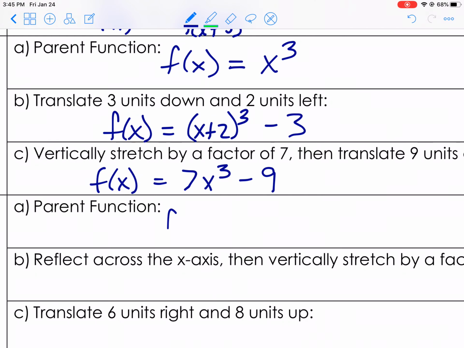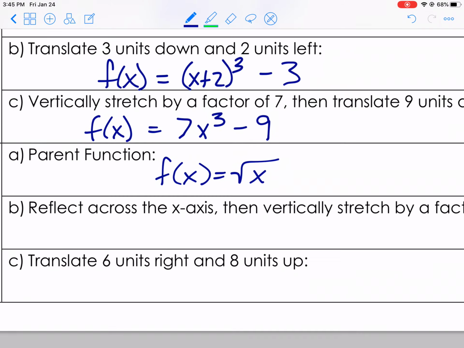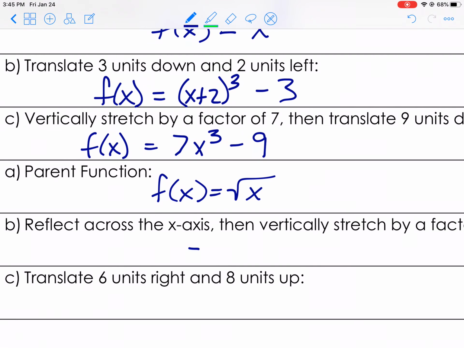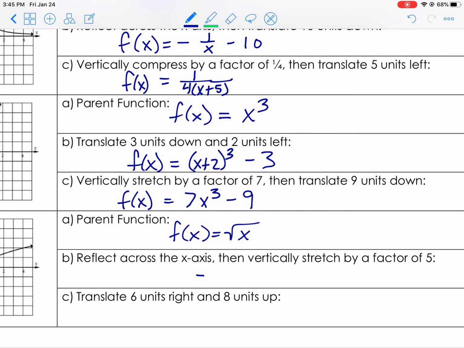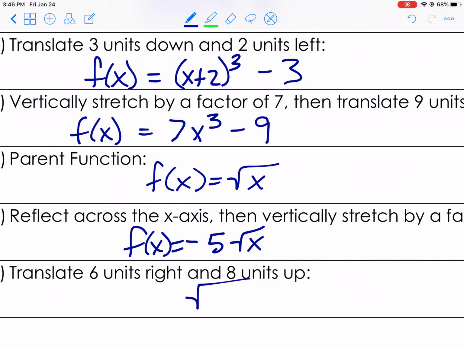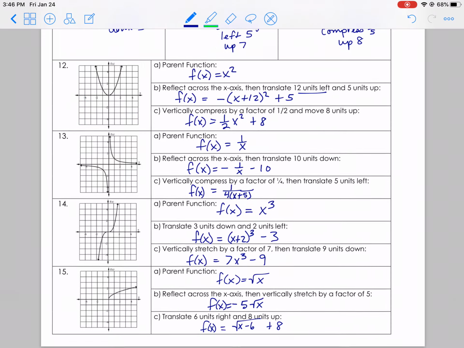Okay, this is the square root function. Reflect across the x-axis, that's a negative. Vertical stretch by a factor of 5, -5 root x. Translate 6 units right. To go right, we're going to say -6 inside the function, and 8 units up, we'll add 8 outside the function. All right, hope those are making sense.